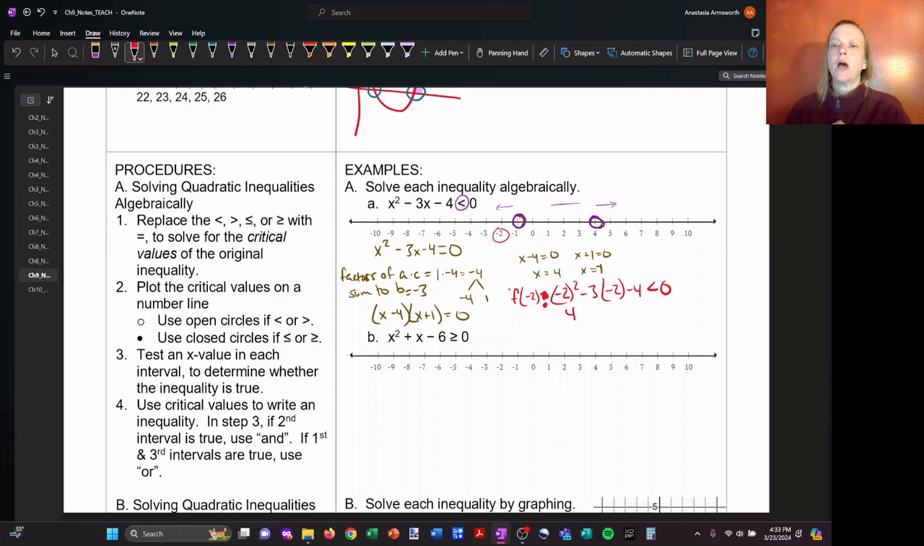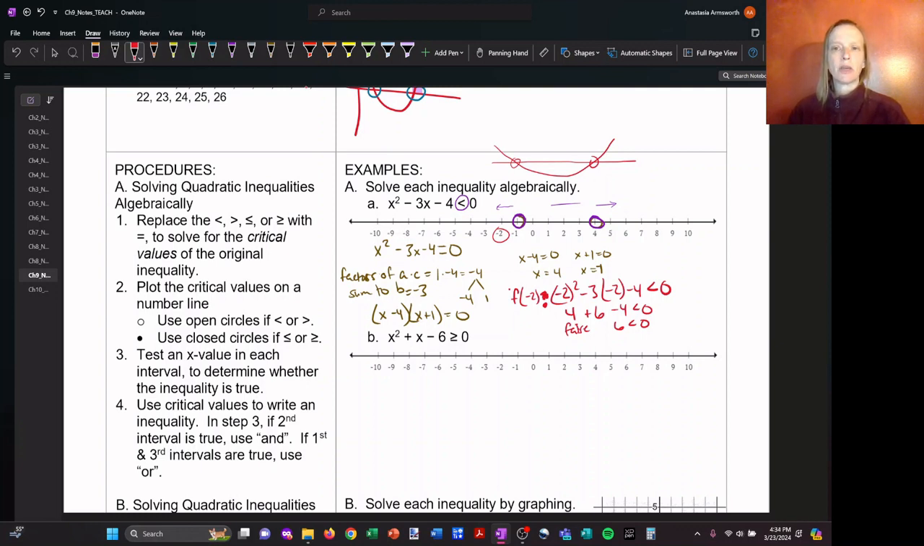Negative 2 squared is 4. Negative 3 times negative 2 is positive 6. And then I'm going to subtract 4. The question is, is this less than 0? Well, 6 is not less than 0. This is false. So I am not going to shade to the left of this 0. I'm probably going to shade to the right up until the next 0 because I'm imagining a parabola that crosses the x-axis here and here, and I want values that are less than 0.